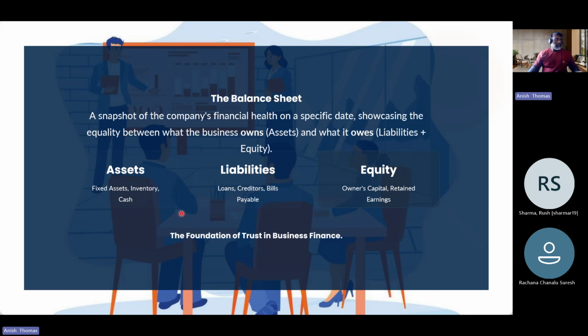Okay, so assets is basically your fixed assets, inventory, cash, prepaid expenses, and various other current assets over there. Investments, all those things come as assets. So these are debit balances. All the debit balance accounts come under the asset side of a balance sheet.